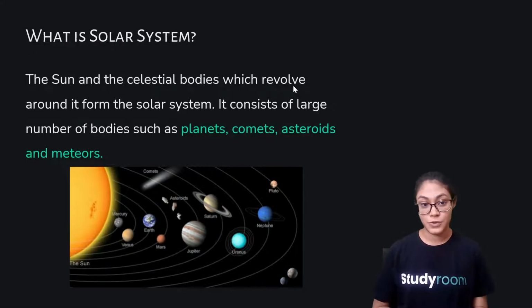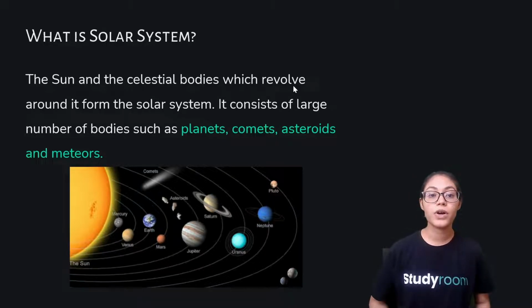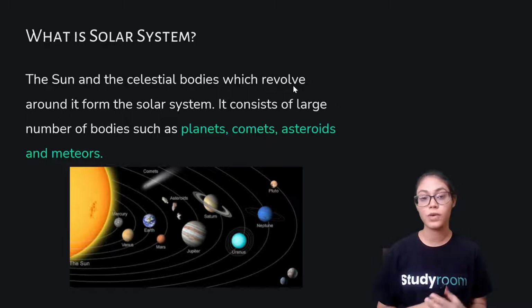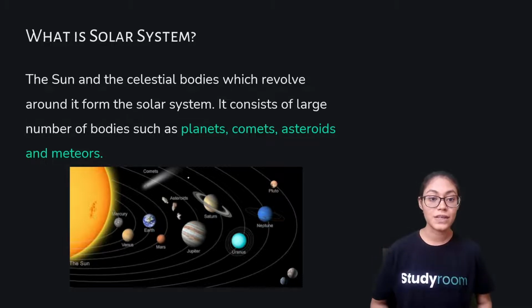What is solar system? The sun and the celestial bodies which revolve around it form the solar system. So the sun is in the middle and there are celestial bodies which revolve around the sun. Here you can see in the picture. It consists of a large number of bodies such as planets, comets, asteroids and meteors. So there are 8 planets and there are also other bodies present in the solar system.